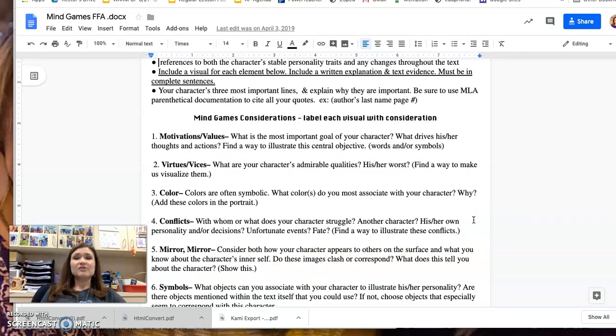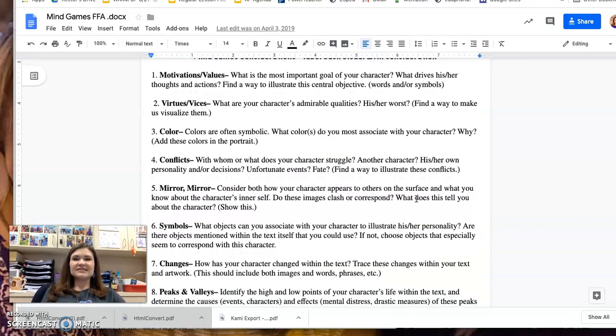You are also going to include your character's 3 most important lines. There is not a right or wrong answer for this. You've got to provide those quotes, and you've got to be able to explain why you chose them. If you can defend it, then you're probably good to go. You're going to use parenthetical documentation for that. We've done that throughout this unit, but it's the author's last name and the page number.